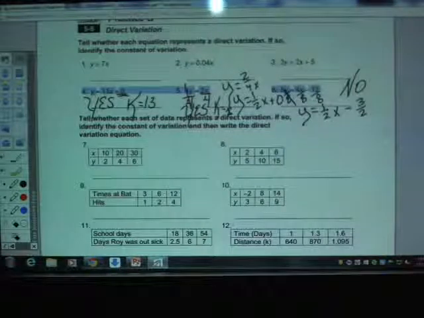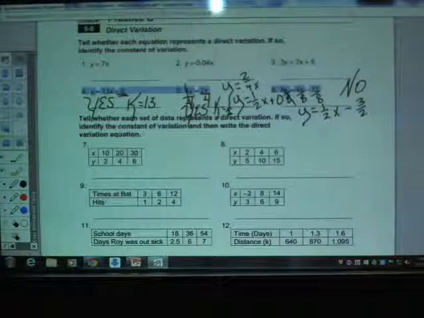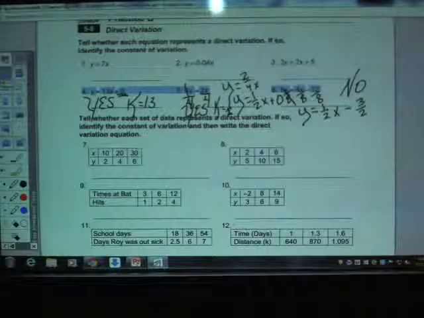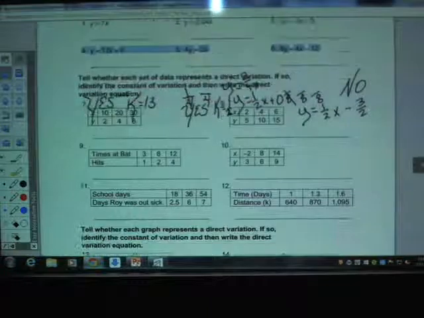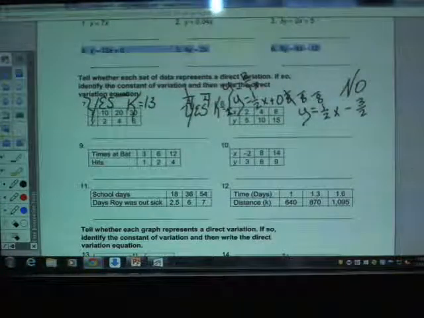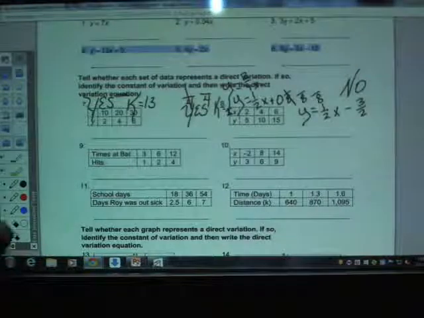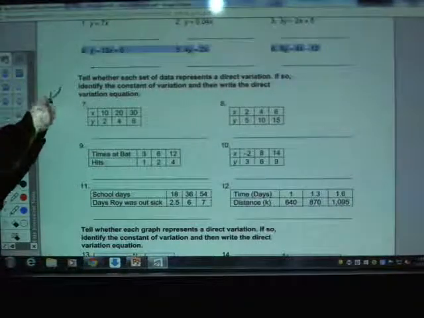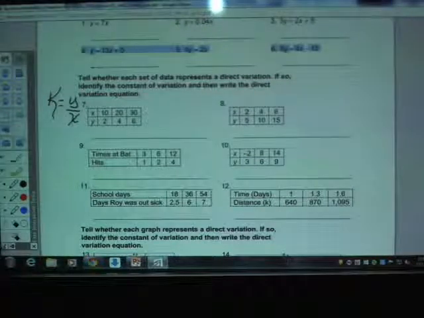All right, let's look at the next section, 7 through 12. Tell whether each set of data represents a direct variation, and if so, identify the constant of variation, and then write the direct variation equation. So what you have to know here is that the constant of variation can always be found by taking y and dividing it by x. That's one of the formulas I gave you today in the instruction. The constant of variation is equivalent to y divided by x.